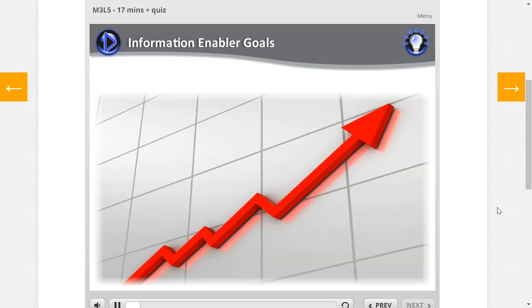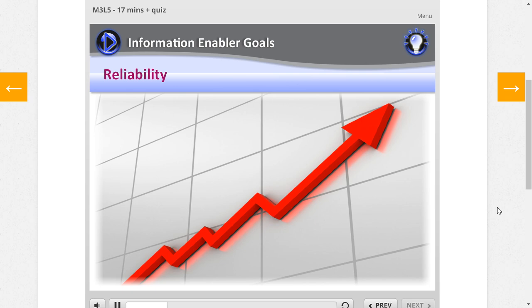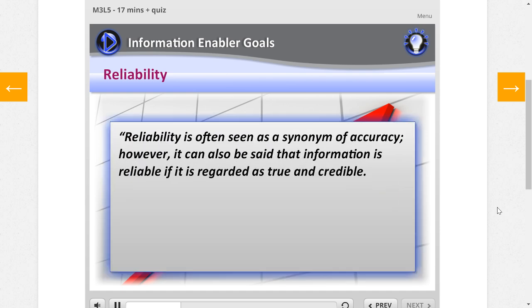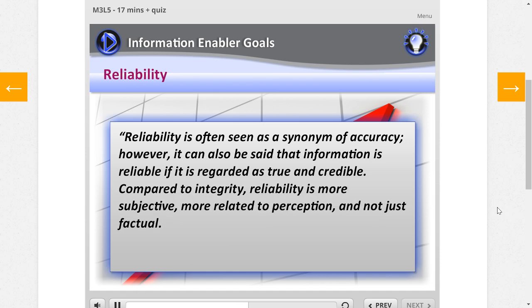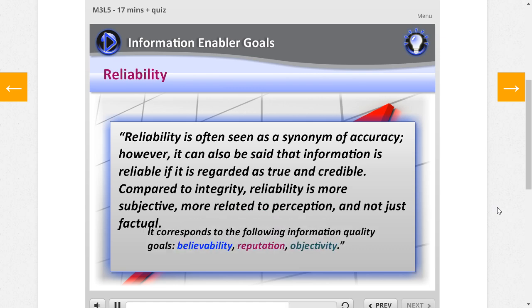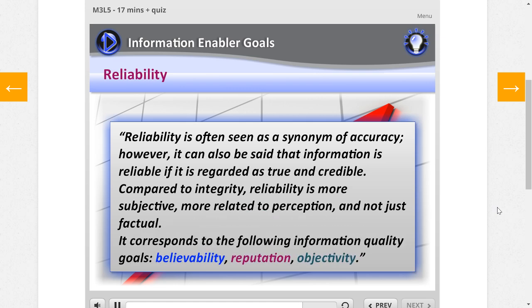Another of the COBIT 4 information criteria is reliability. This maps to: reliability is often seen as a synonym of accuracy. However, it can also be said that information is reliable if it is regarded as true and credible. Compared to integrity, reliability is more subjective, more related to perception, and not just factual. It corresponds to the following information quality goals: believability, reputation, objectivity.